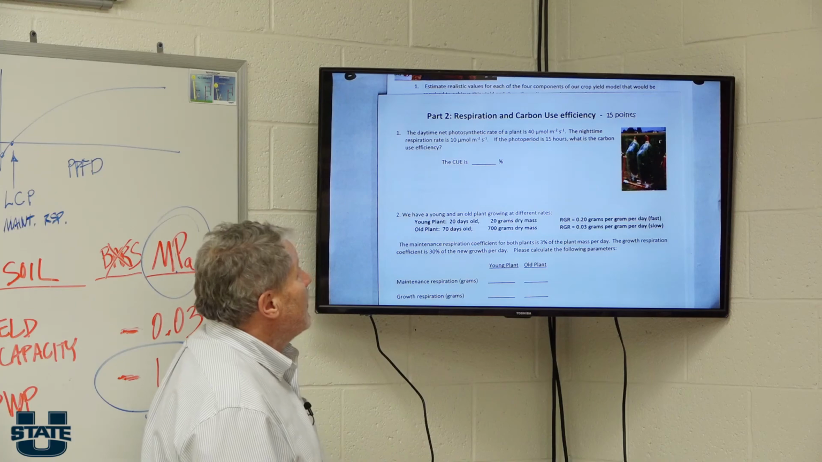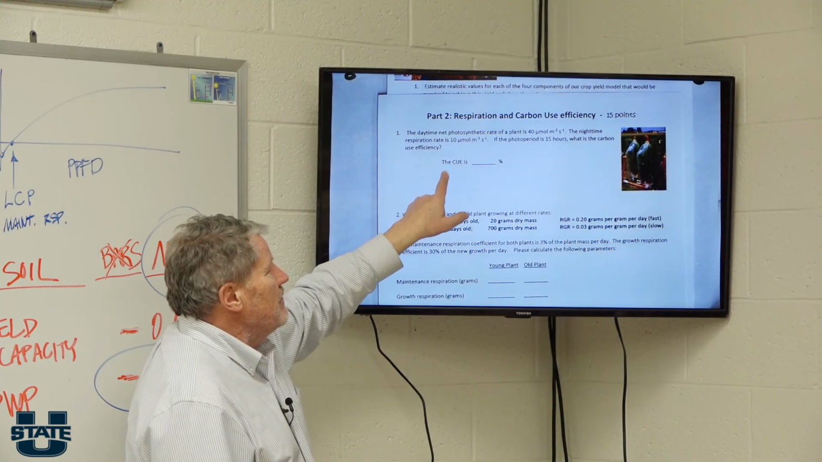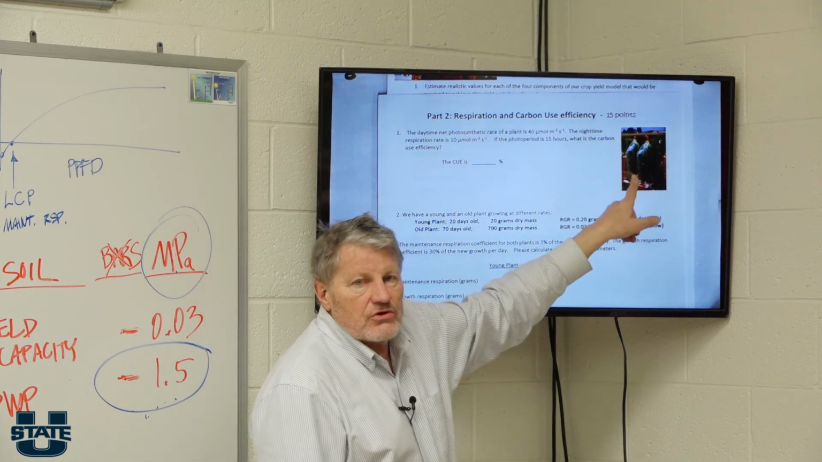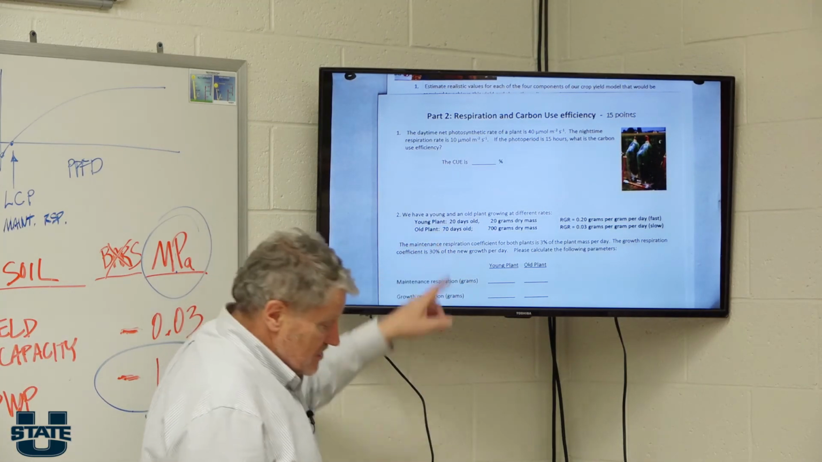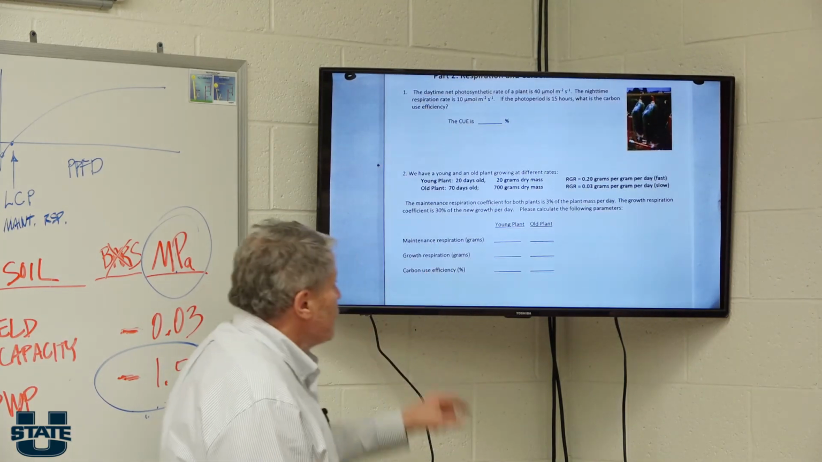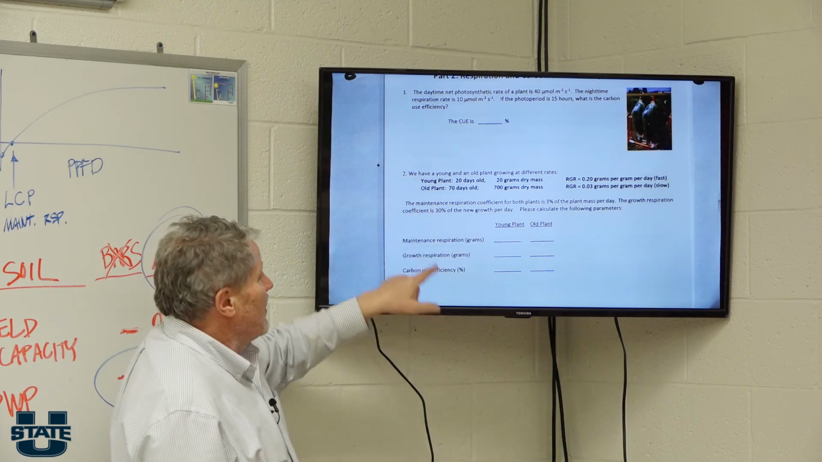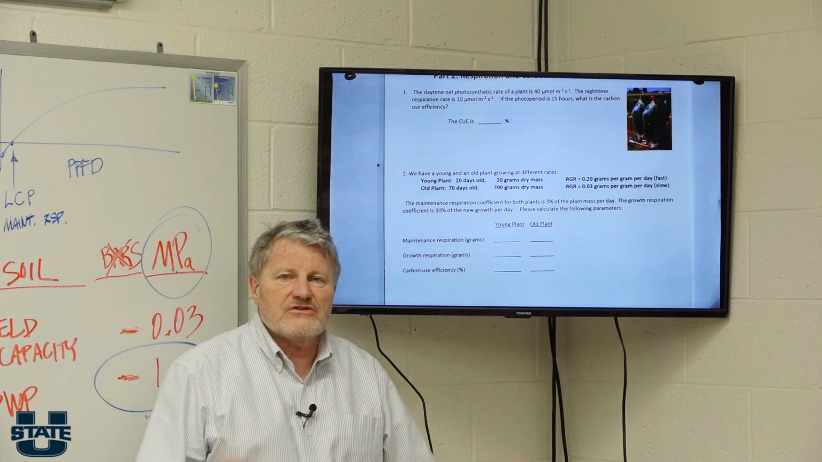Part 2, respiration and carbon use efficiency. Here's the data. Calculate the carbon use efficiency of these plants. They're in a bag, so we're tracking photosynthesis and respiration. And then from today's lecture, here's 2 plants, old plant growing slow, young plant growing fast. Calculate maintenance, growth, and carbon use efficiency of those plants.